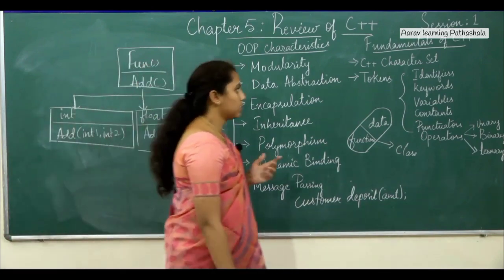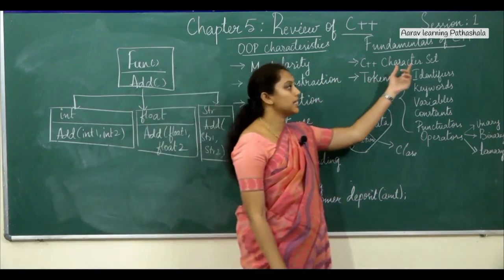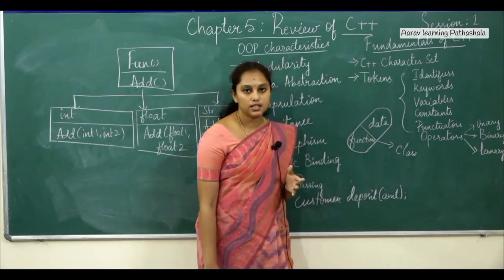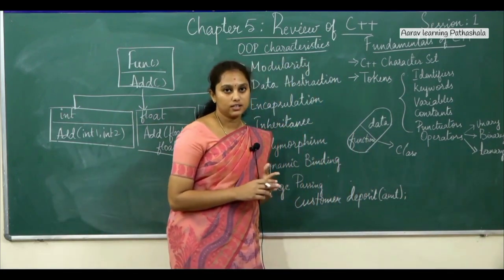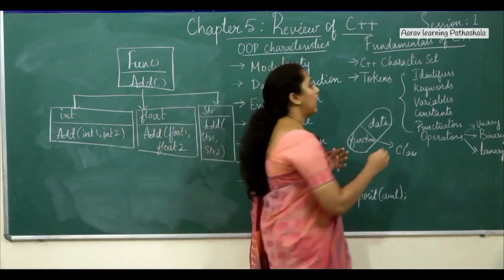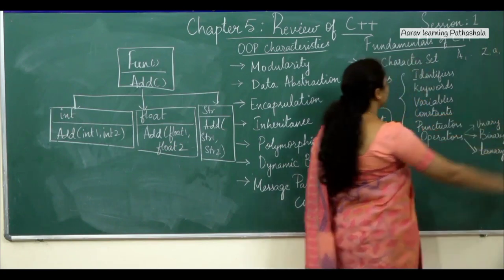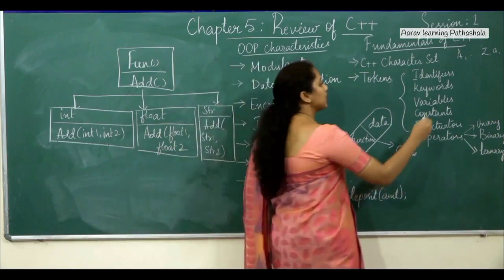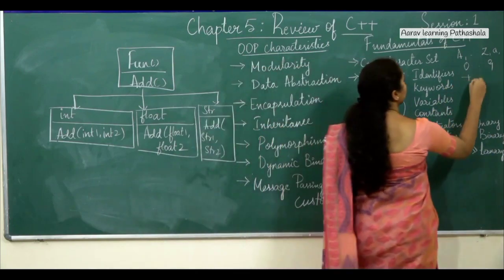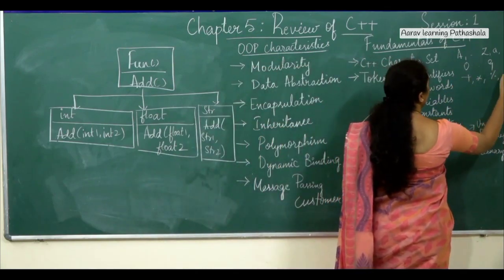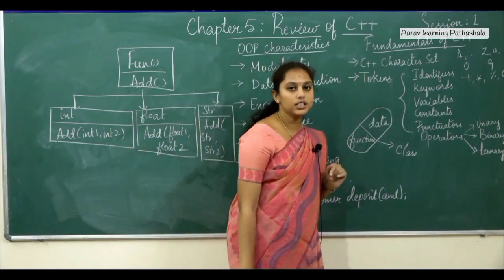And the next topic is fundamentals of C++. The first thing is the C++ character set. What is the C++ character set? The character set contains alphabets, numbers, and special characters. Alphabets contain uppercase A to Z as well as lowercase a to z, and numerals from 0 to 9. Special characters like addition, multiplication, division, and ampersand symbol. So these are all the special characters. So this is about the character set.